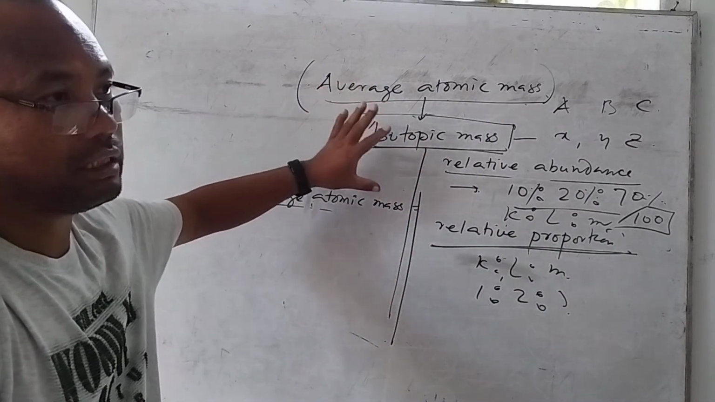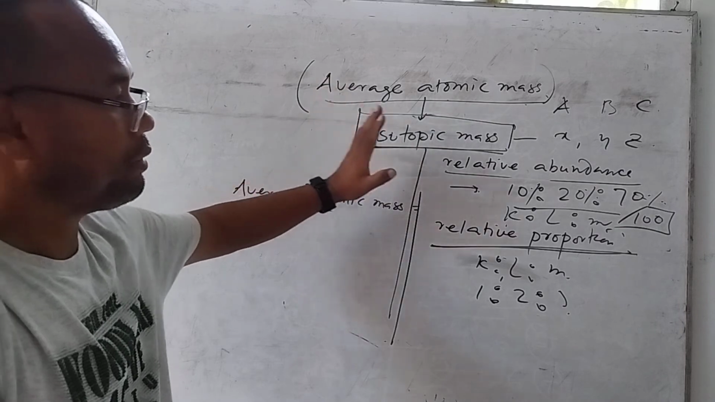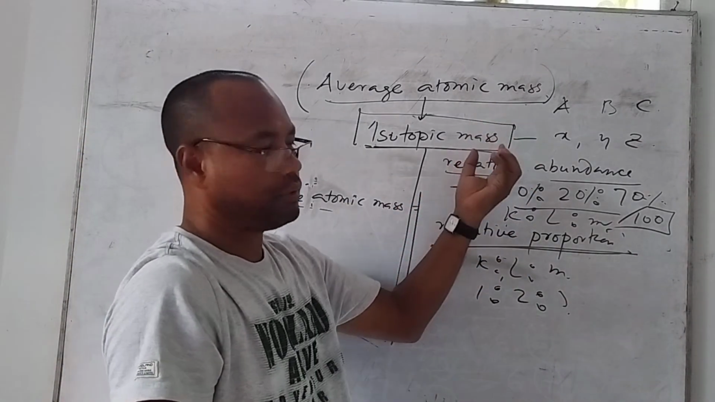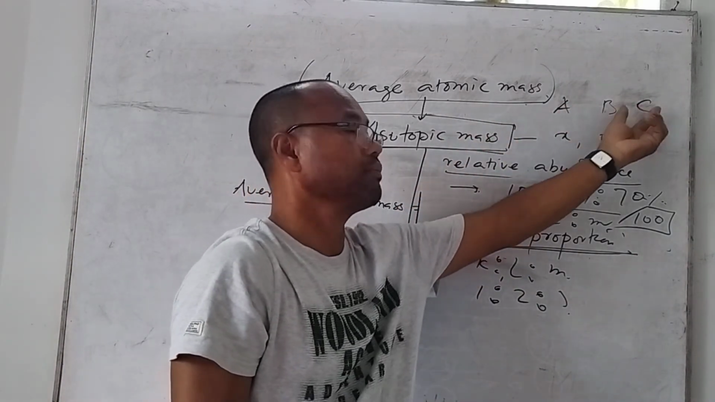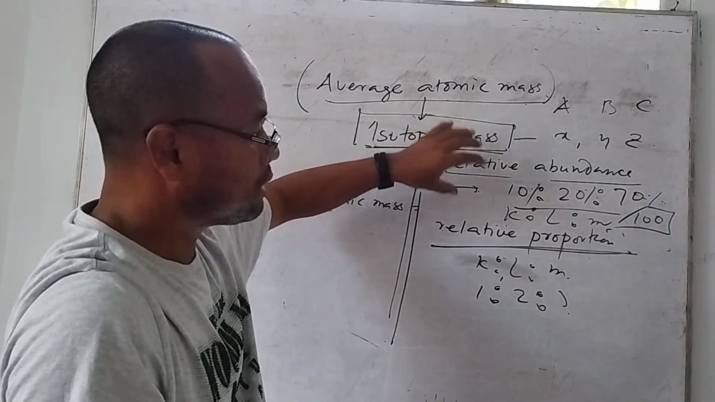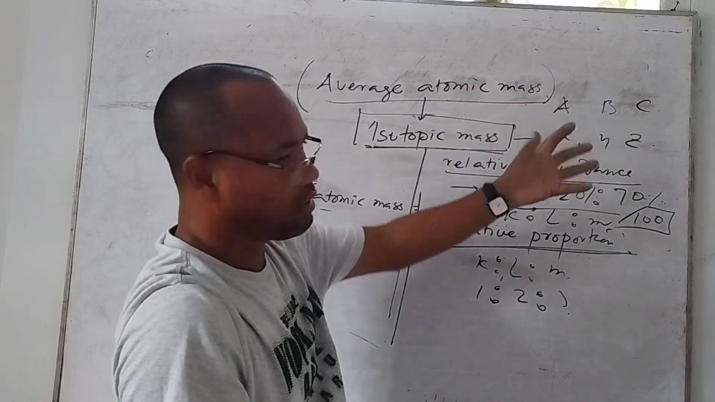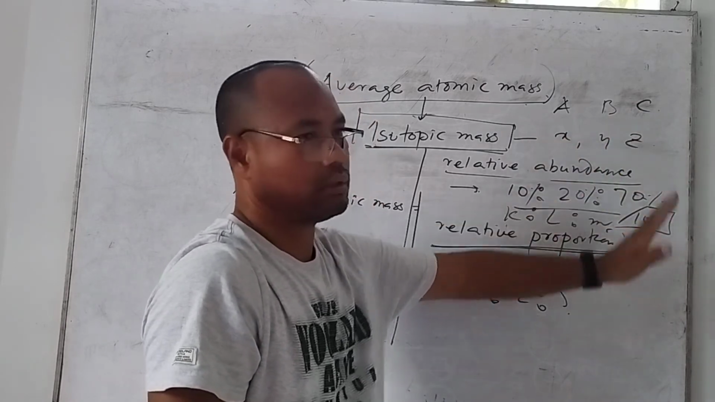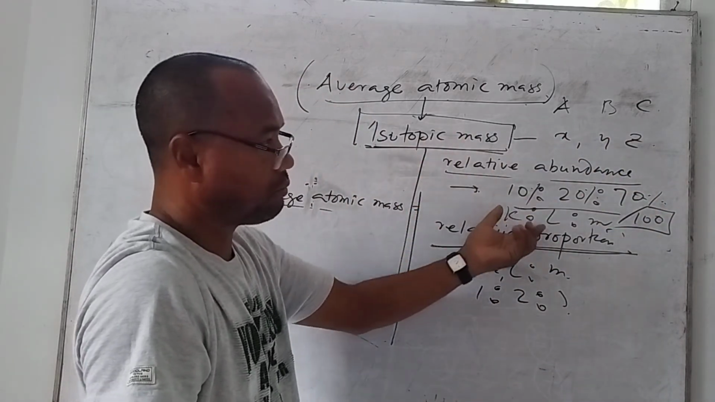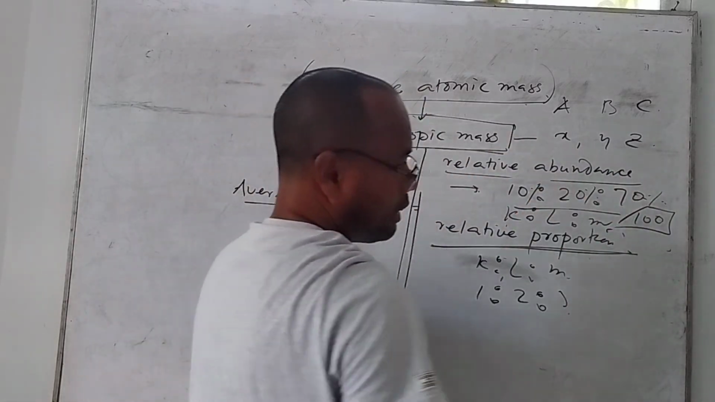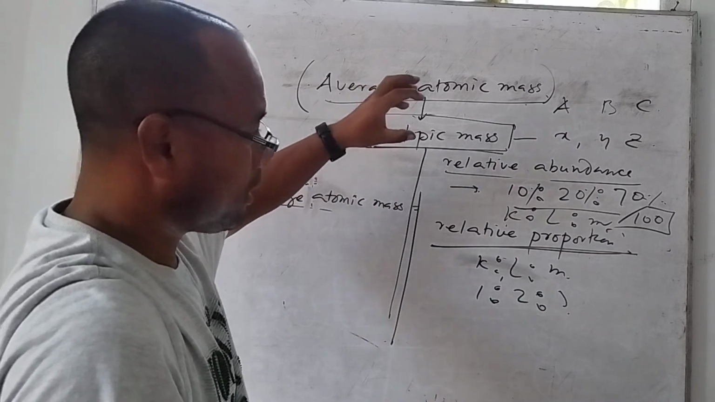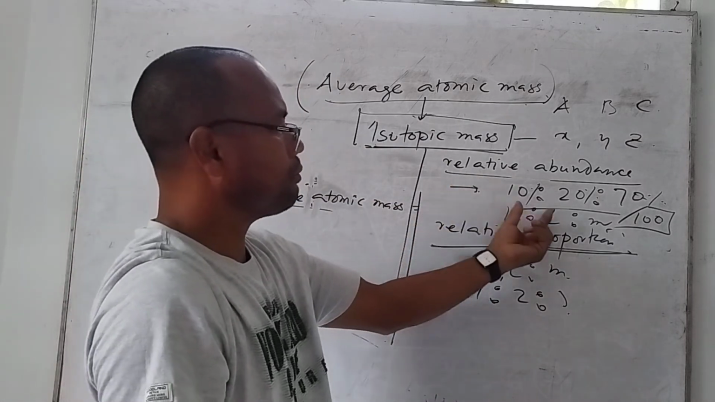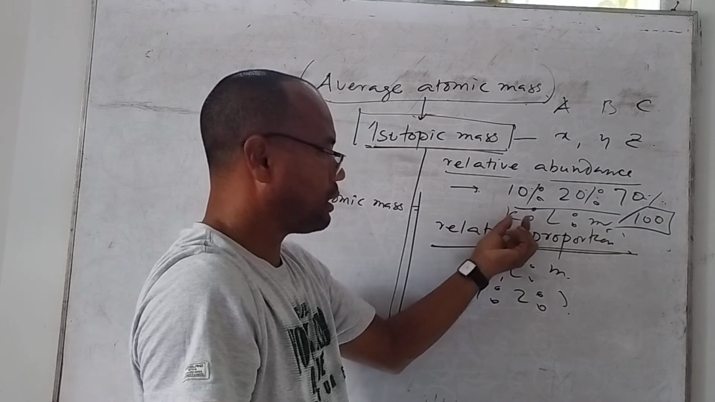Suppose I take an element having three isotopes, A, B, C. Similarly, if we take hydrogen: protium, deuterium, tritium. Their isotopic masses are given, say 1 point something, 1 point something, 1 point something. I use the letters X, Y, Z for the isotopic masses. Their relative abundance is given either as a percentage or as proportions. If they give 10%, 20%, 70%, I just write that as K, L, M.